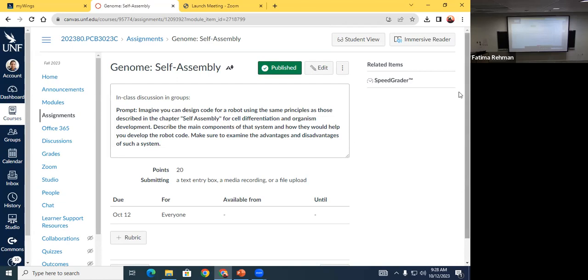Okay, so this is the... imagine that you can design a code for a robot using the same principles as those described in the chapter on self-assembly for cell differentiation and organism development. Describe the main components of that system and how they would help you develop the robot code. And make sure to talk about advantages and disadvantages of the system that has been presented in that article, in that little chapter, and how it would affect your robots. Okay.